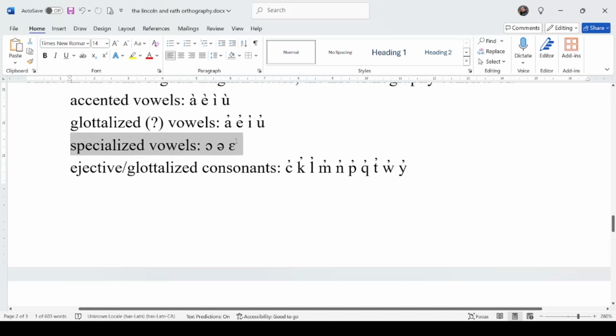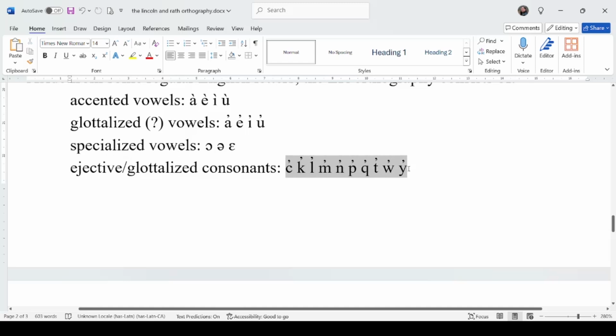But again, these are specialized vowels. They only occur in some instances. Most of the time, you'll only see this open O or this epsilon in words that come from other dialects, from other languages, like Somal-Gyach and other places like that. So you don't actually see these in words that originate from Haisla-Kyala or Hanaksiala-Kyala, except for this schwa, which you see only in certain words in Lincoln and Rath. And they also have ejective or glottalized consonants.